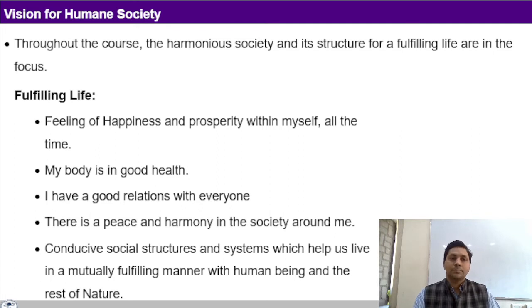Fulfilling life means I am having a feeling of happiness and prosperity all the time, having good health, having good relations with everyone. There is peace and harmony in the society around me. The societal structures and systems are conducive to help me in the direction of living a fulfilling life.